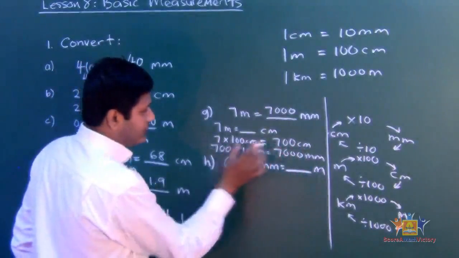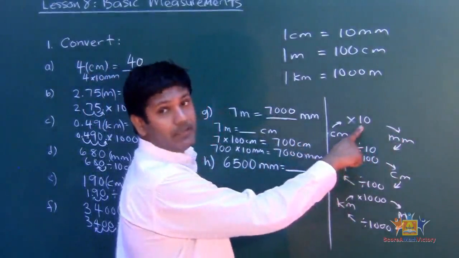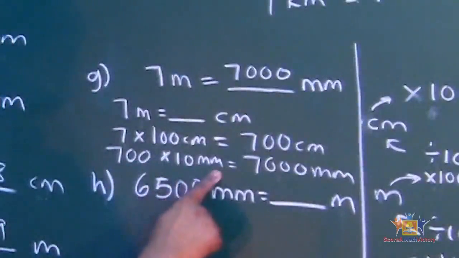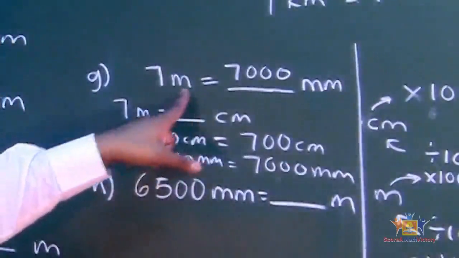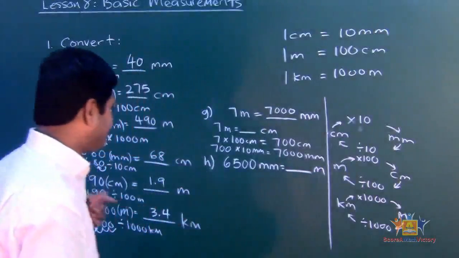Then now I go from the 700 centimeters, centimeters to millimeters. What do I do? I times it by 10. So I take 700 times 10 millimeters. That gives me 7,000 millimeters. So 7 meters equals 7,000 millimeters. Now let's do this one.